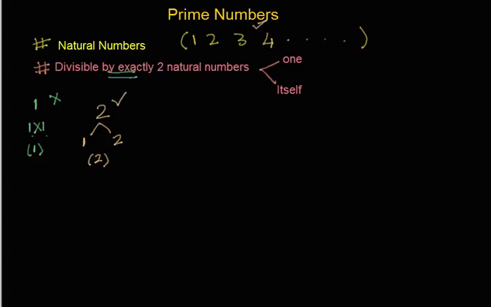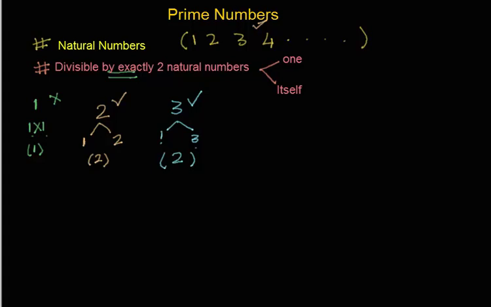Similarly, let's take up 3. So 3 is divisible by 1, 3 is divisible by itself. So there's no other number that can divide 3. So it has two factors. So it satisfies both the rules. So we conclude 3 is a prime number.